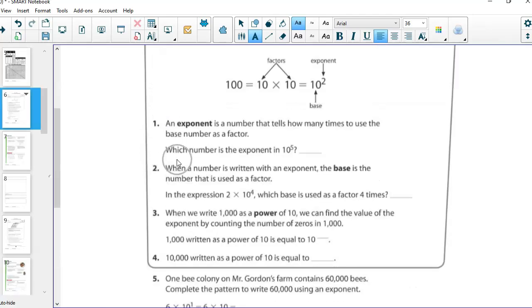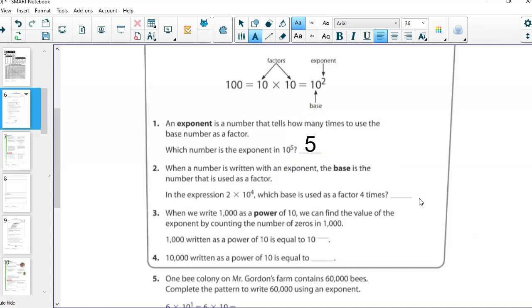All right, so going down to number 1, it says an exponent is the number that tells you how many times to use the base number as a factor. The exponent is labeled right up here, and it tells us how many times we're going to multiply that base number. It says which number is the exponent in 10 to the 5th. If we look at our example up at the top, the 10 represents that base, the 5 represents that exponent. Remember, the exponents are those smaller numbers up at the top of your base number.